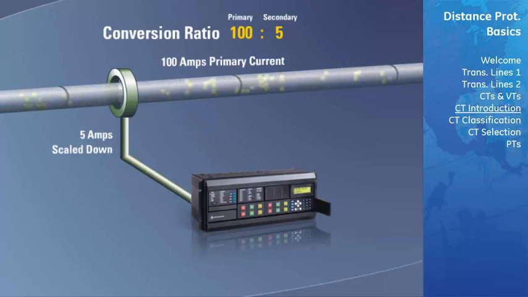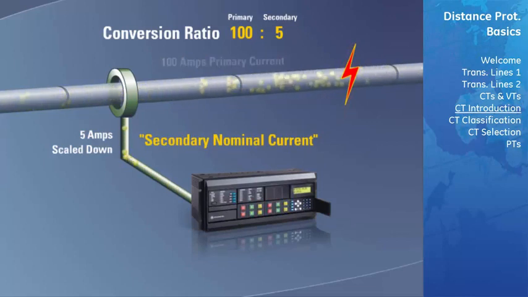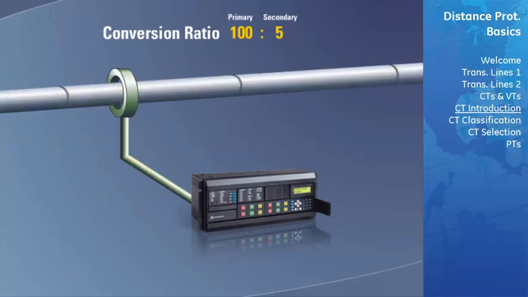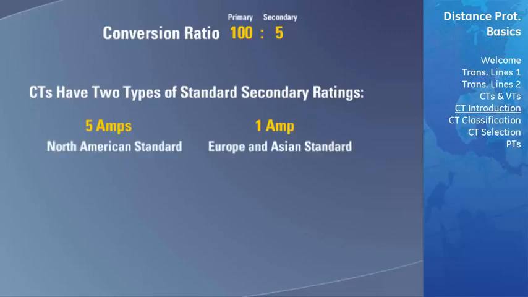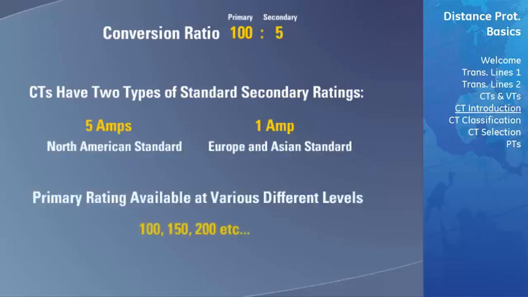The 5 amp measure is known as the secondary nominal current. If a fault were to occur on this phase that increases the primary current to 200 amps, then 10 amps would be passed to the relay through the secondary windings, consistent with the ratio. CTs have two types of secondary ratings, 5 amps and 1 amp respectively. 5 amps is typically the North American standard, while 1 amp is used in Europe and Asia. Primary ratings are available in various different levels, for example 100, 150, 200, etc.